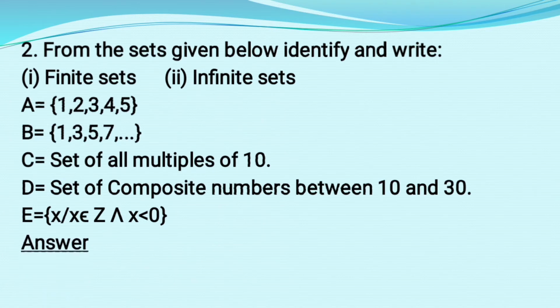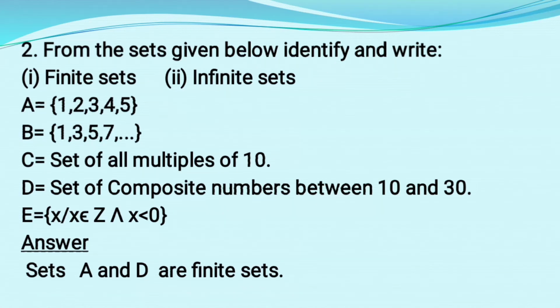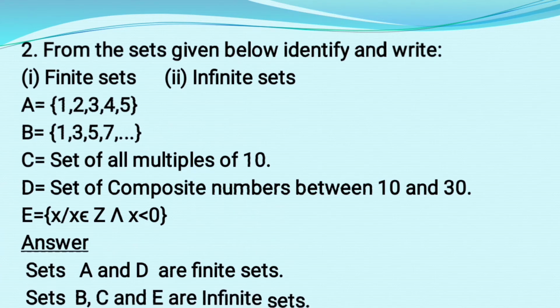Answer. Sets A and D are finite sets because we can count the numbers of sets A and D. Sets B, C and E are infinite sets because all these sets have an infinite number of elements.